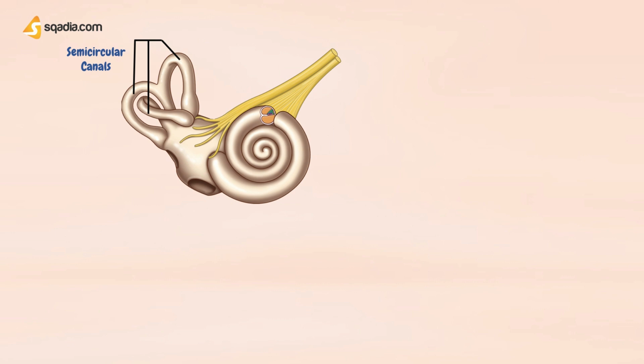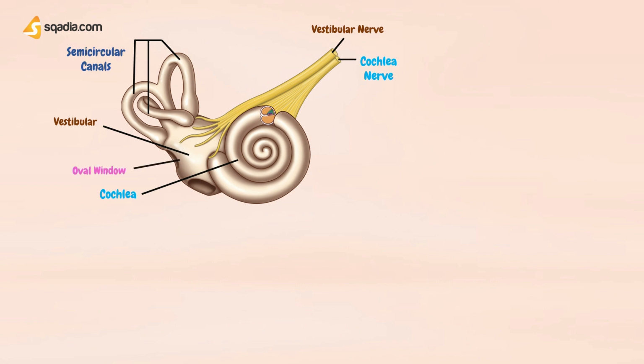Semicircular canals. These structures are crucial for the maintenance of equilibrium and balance. Vestibule. This structure, which marks the entrance to the labyrinths, contains organs necessary for the sense of balance. Cochlea. This snail-like structure contains the structures for hearing. This is the vestibular nerve. This is the cochlear nerve. This is the oval window. This is the round window.